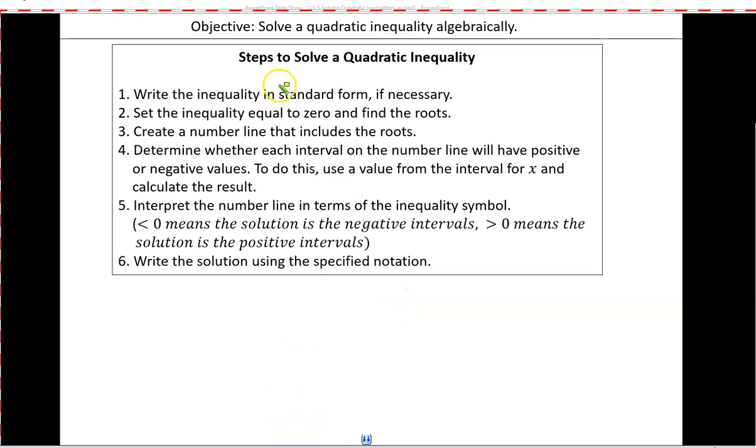We do need to make sure that our inequality is in standard form. Most of the time it is in standard form, but once in a while it's not, and so we need to use our math skills to get it into standard form before we do anything else.